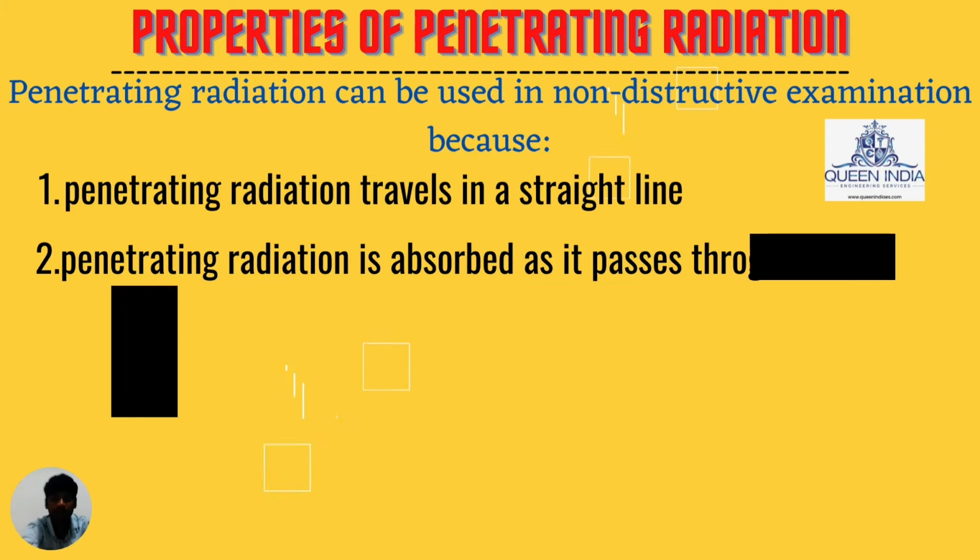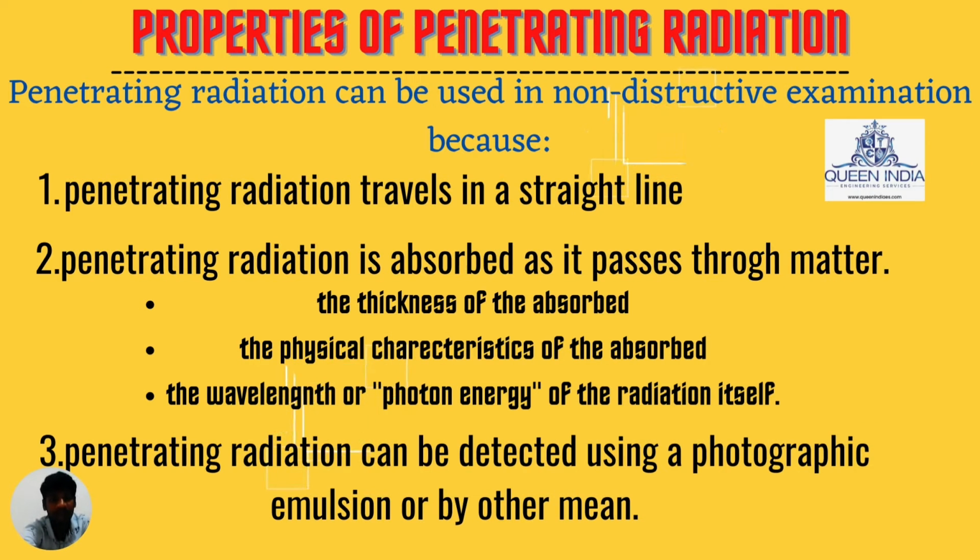Shall we move to the next topic? Next is the penetrating of radiations. The radiation travels in a straight line. The thickness and physical characteristics of the absorber, the wavelength, and the photon energy of the radiation itself. These are the basic properties of the penetrating radiation.